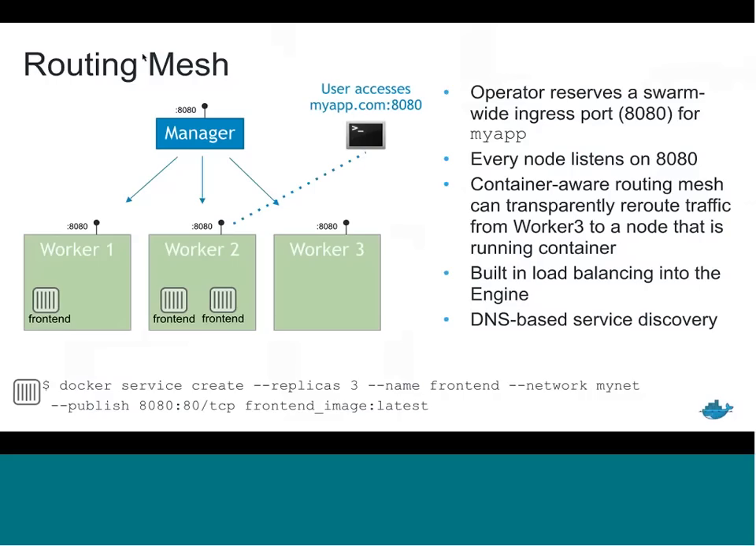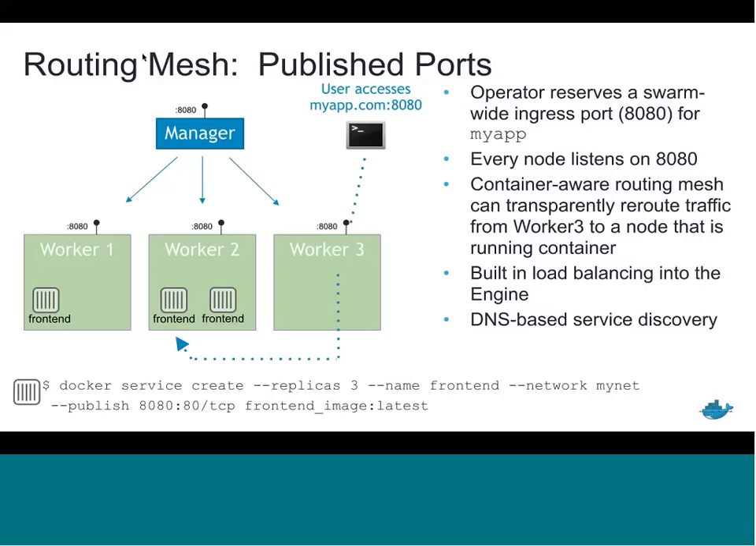So now, a user can reach worker 2 directly and access the frontend containers. Works great. Also, thanks to routing mesh, the user can also reach worker 3. Even though the container is not running on worker 3, the traffic will be routed from worker 3 internally to worker 2, get serviced, and the traffic comes back to worker 3 and goes to the user.